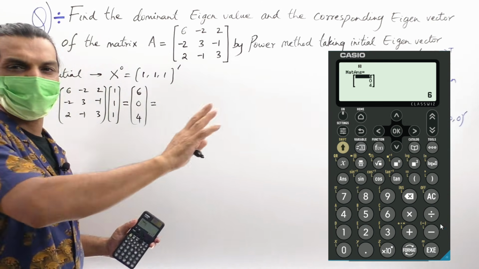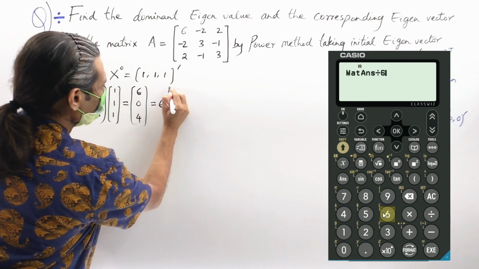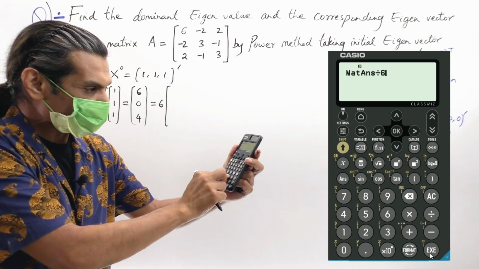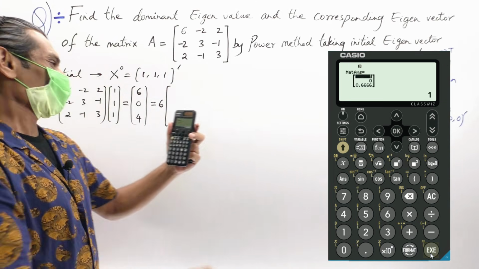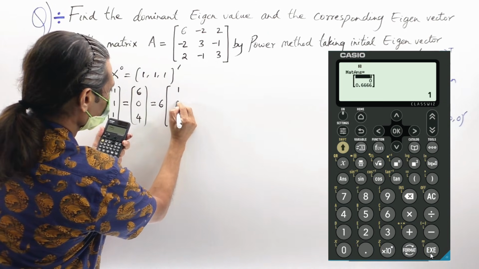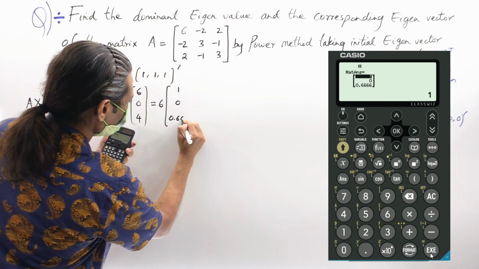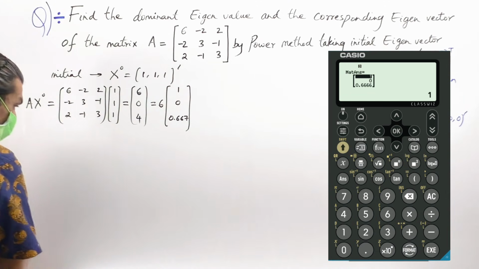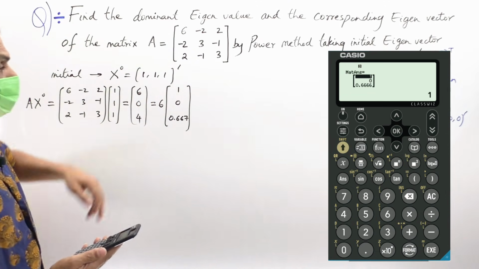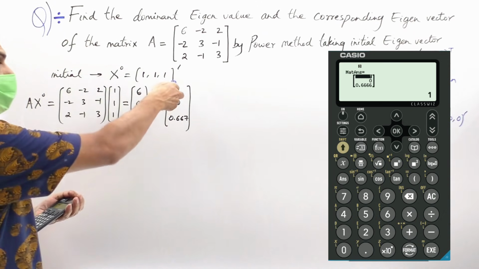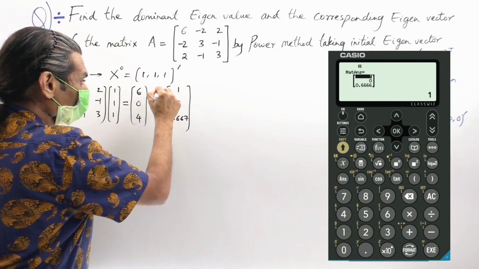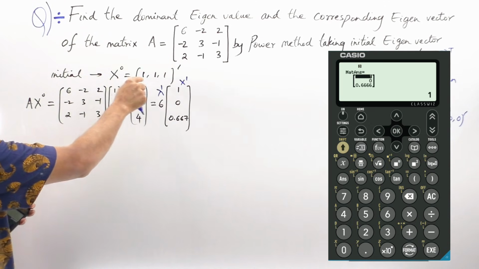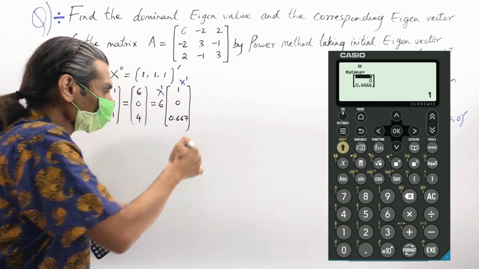Now the interesting part. See, which is the highest number here? 6. Simply divide by 6. So better take 6 outside. See, I'm doing it systematically, step by step. Take 6 outside, and here divide by 6, execute. So I get 1, 0, 0.667. Now what I'm getting here is my eigenvalue. 6 is the eigenvalue and this is the eigenvector. So this is my new eigenvalue, lambda 1, and this is x1. Initially it was x0, now x1 becomes 1, 0, 0.667.